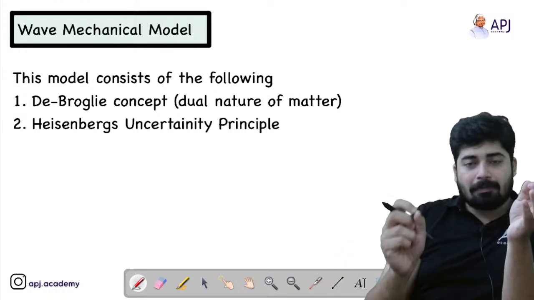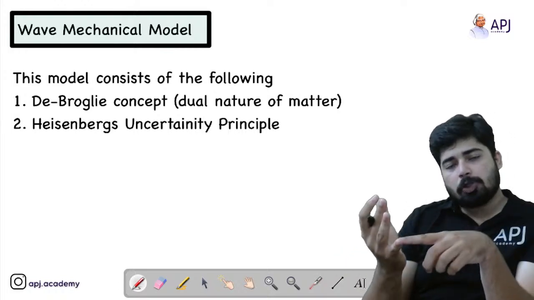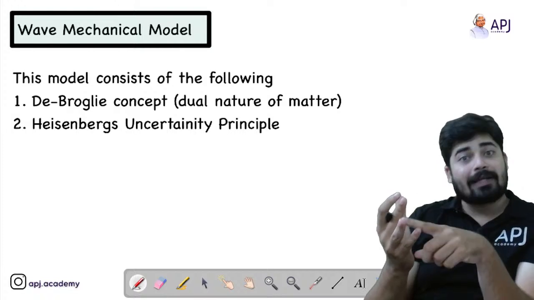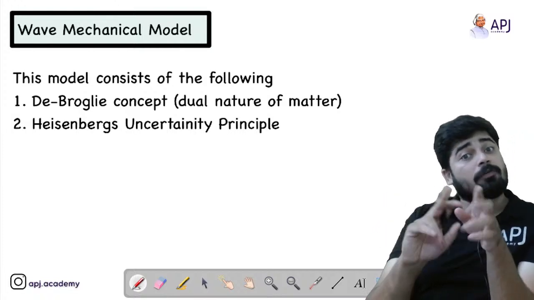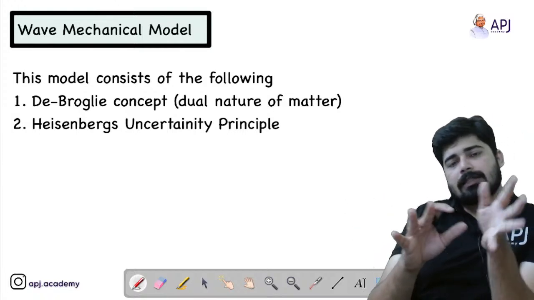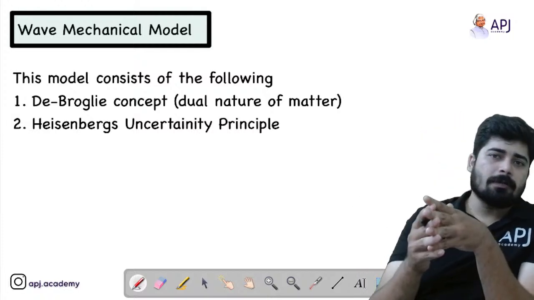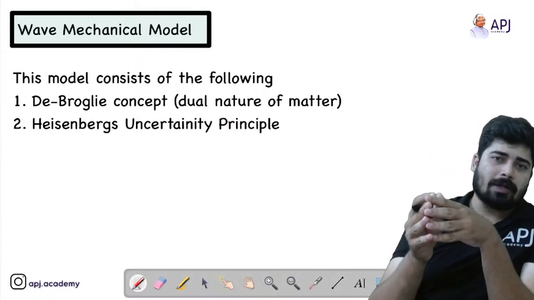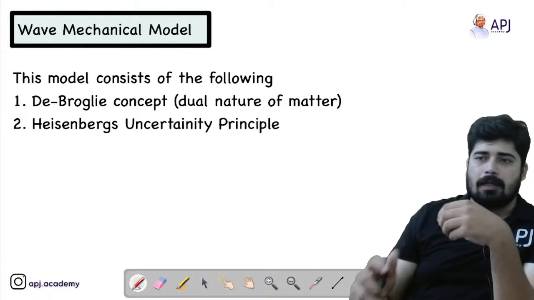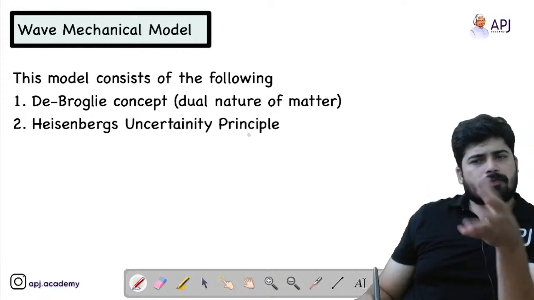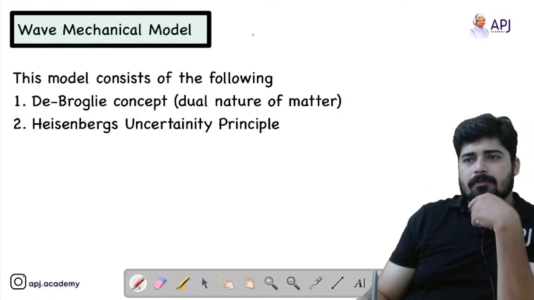At the same time, we cannot measure the value of velocity and locate the position of the electron. The velocity as well as the position cannot be simultaneously located or found out for a particular electron. That's what Heisenberg told. We will discuss that in detail.